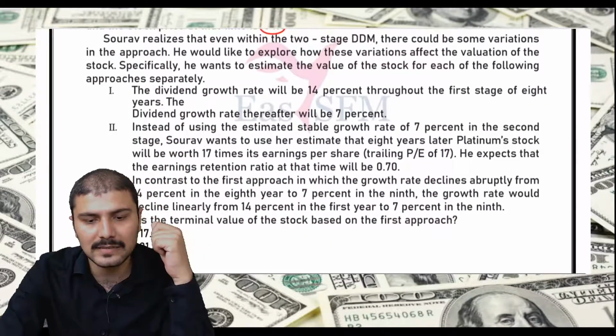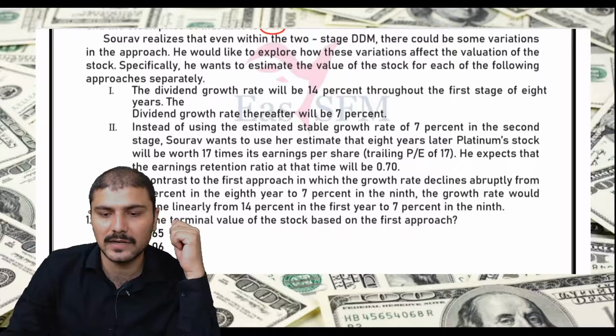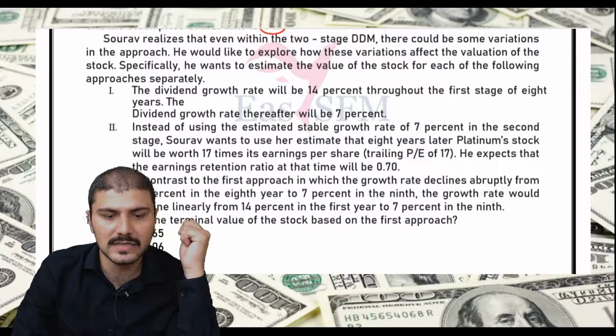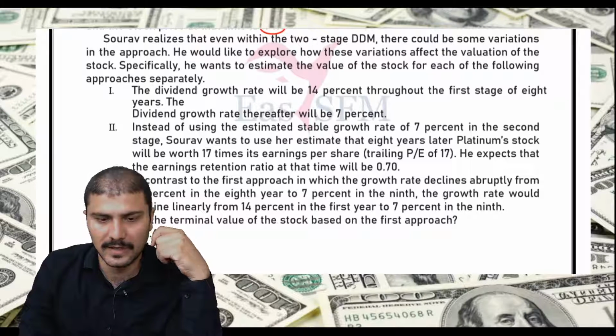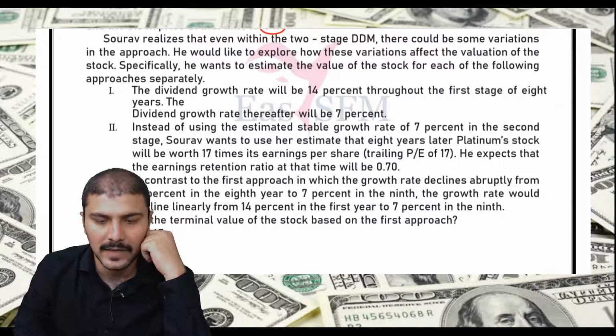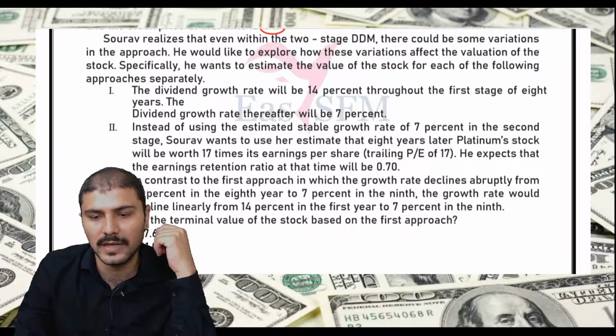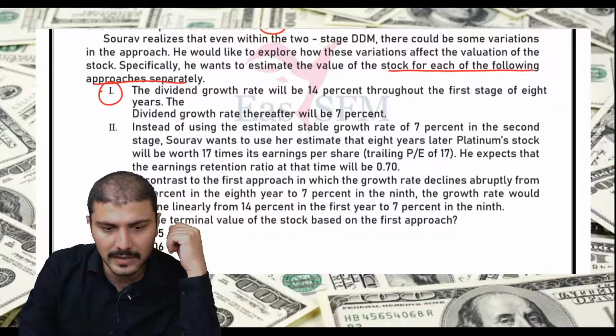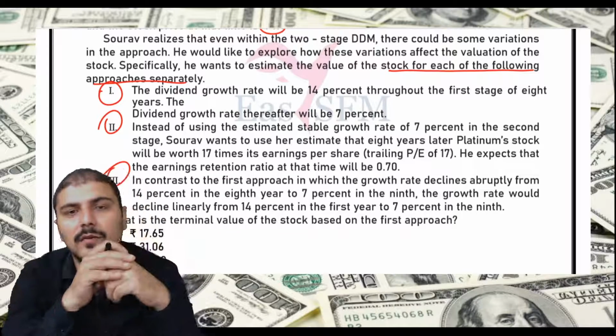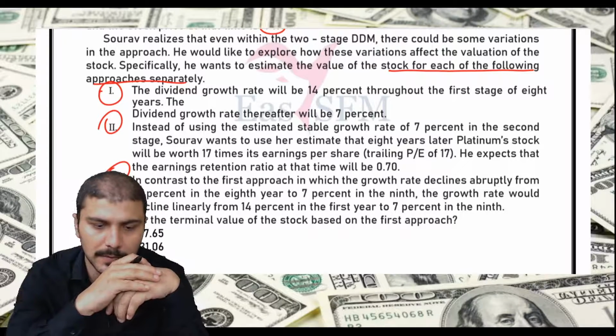Saurav realizes that even in the two-stage dividend discount model, there could be some variations in the approach. He would like to explore how these variations affect the value of the stock. He wants to estimate the value of the stock for each of the following situations separately. So under three different methods, we have to calculate three different estimated prices.